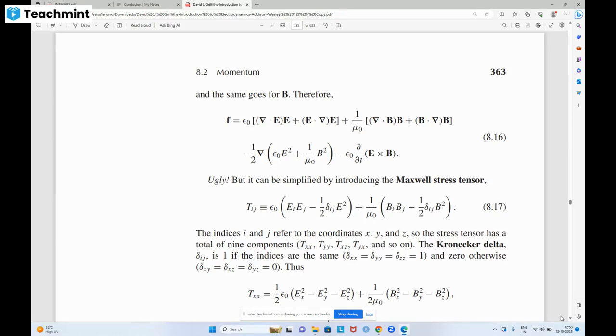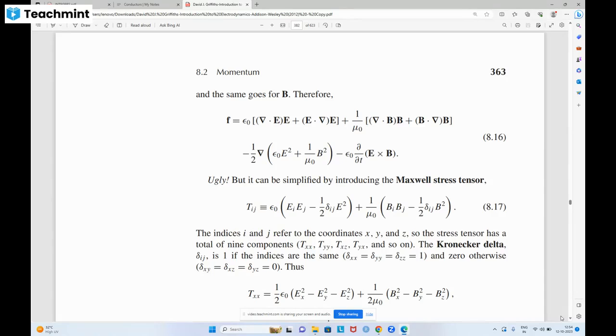We have this as 8.16. But it can be simplified by introducing Maxwell's stress tensor, T_ij, which is equal to epsilon 0 into [E_i E_j minus 1 by 2 delta_ij E square] plus 1 upon mu 0 [B_i B_j minus half of delta_ij B square].